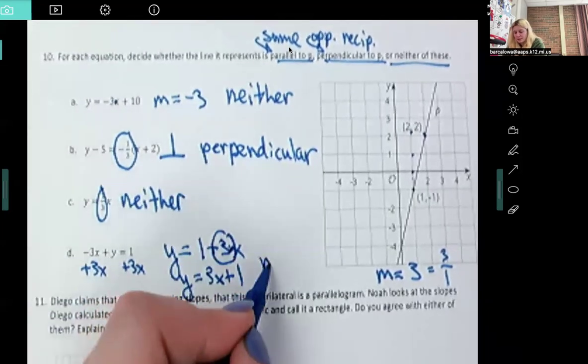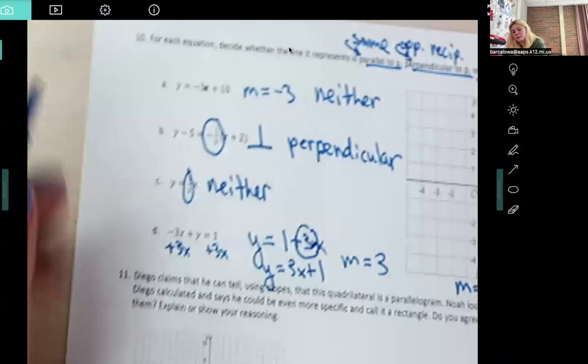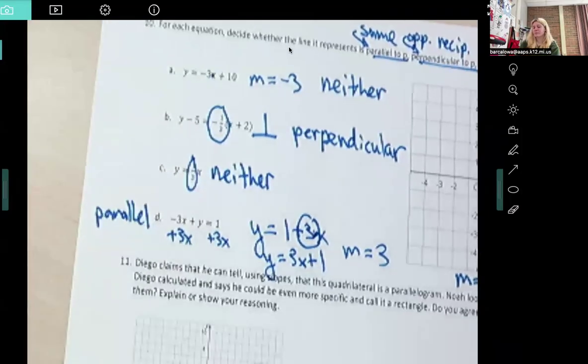Multiplying by 3, so m is 3. Hey, that's the exact same slope as before. So this one would be parallel. Parallel.